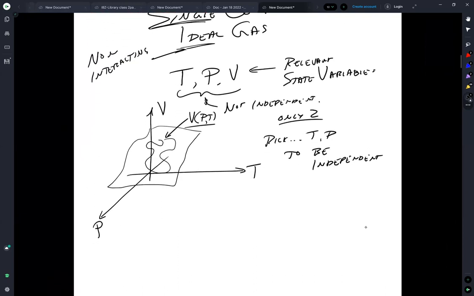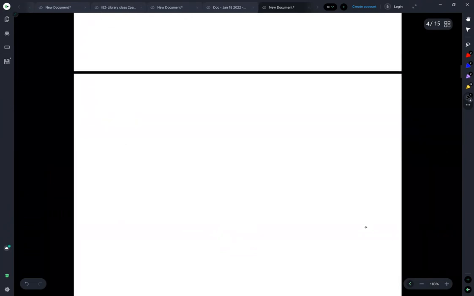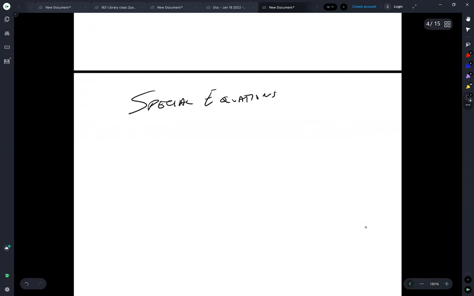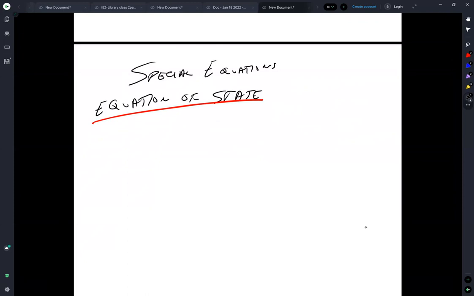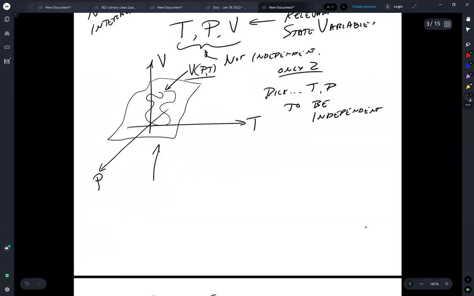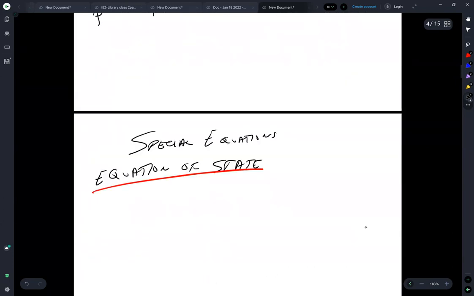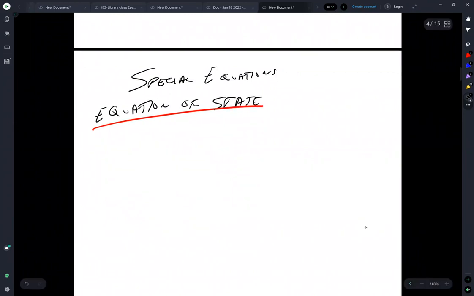So this is going to bring us to the concept of the equation of state, or a state equation. What's special about this is that it uniquely defines the position in this space in terms of our state variables.